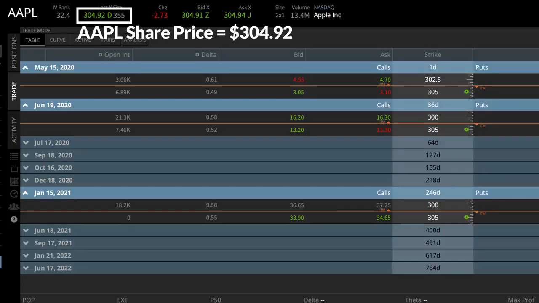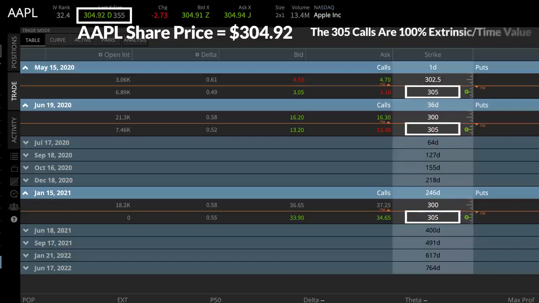So let's focus on the call options with the strike prices of $305. And since the stock price is below $305, these call options have 100% extrinsic value. So since they don't have any intrinsic value because the stock price is below the strike price, the prices of these options are entirely extrinsic, meaning that they are entirely associated with the time left until expiration and for the possibility that Apple could make a big movement over those specific time periods.